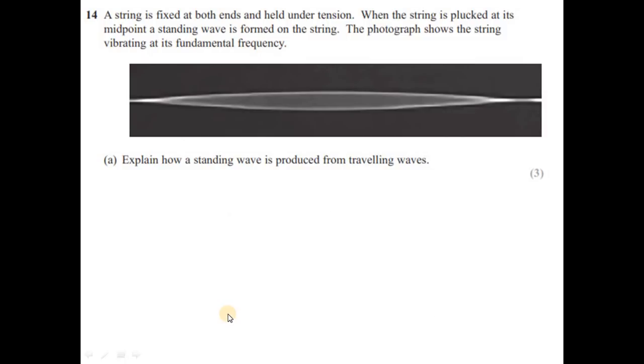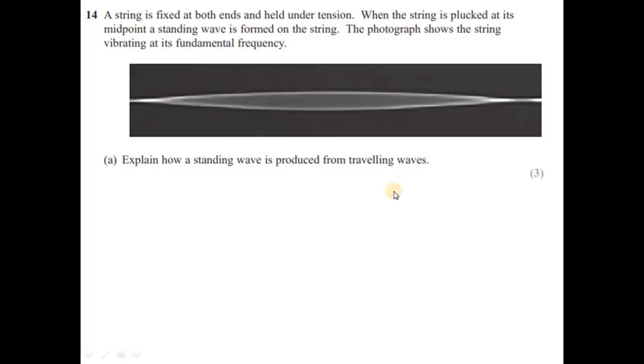A string is fixed at both ends and held under tension. When the string is plucked at its midpoint, a standing wave is formed on the string. The photograph shows the string vibrating at its fundamental frequency. Explain how a standing wave is produced from the traveling waves.